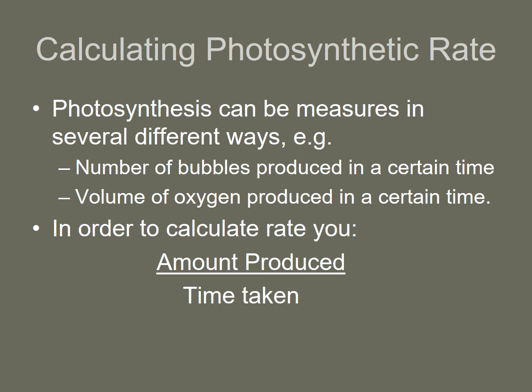So here we have how we can calculate the rate of photosynthesis. It's the same as any other rate calculation that you've done. You can measure the rate of photosynthesis in different ways, so we say volume of oxygen or number of bubbles produced in a certain amount of time. But in order to calculate the rate from that, you need to know the amount produced, so the number of bubbles or the volume of oxygen produced, and you divide that by the time taken.